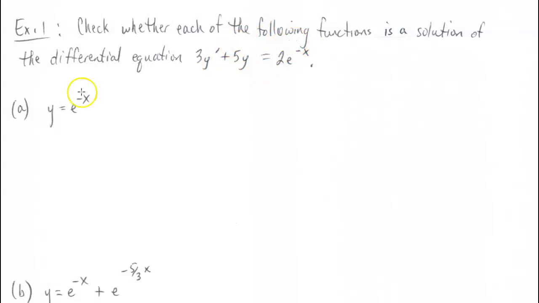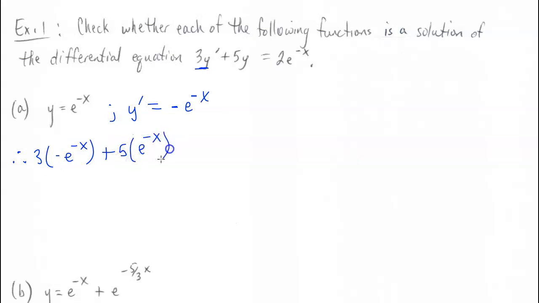The only thing that's different here is that because this term has the first derivative, we're going to have to find out what the first derivative of e raised to the minus x is first, because we need to use that too. The derivative of e to the minus x is just minus e to the minus x, and of course, we could get that by using the chain rule. But now that we have that, we can substitute in. So we'll have 3 times minus e to the minus x plus 5 times our original function. And we want to see, does that equal 2e to the minus x?